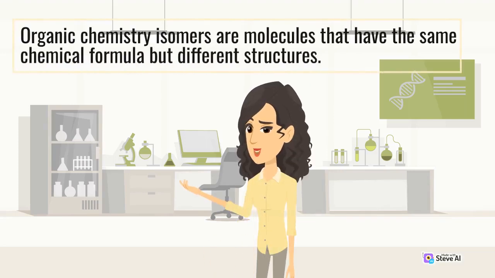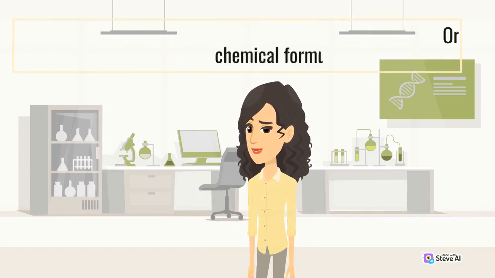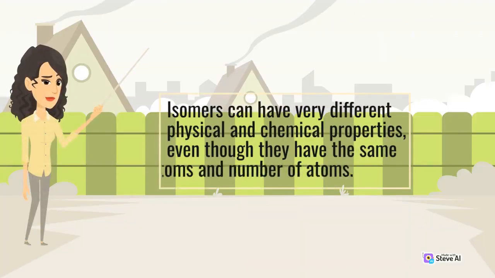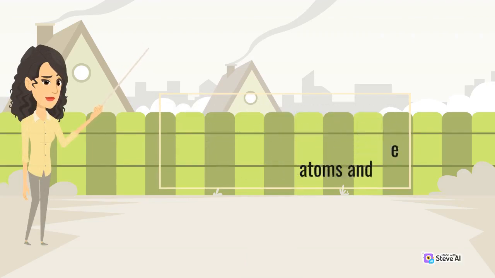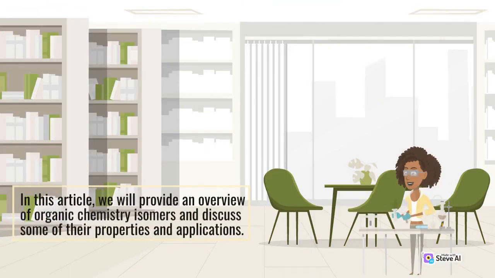Organic chemistry isomers are molecules that have the same chemical formula but different structures. Isomers can have very different physical and chemical properties, even though they have the same atoms and number of atoms. In this article, we will provide an overview of organic chemistry isomers and discuss some of their properties and applications.